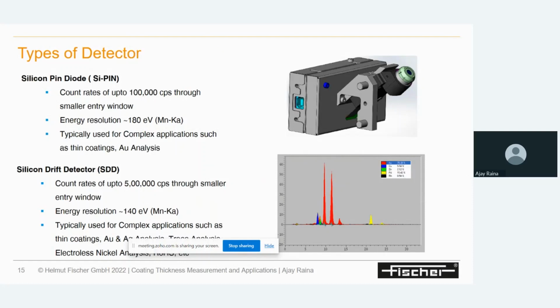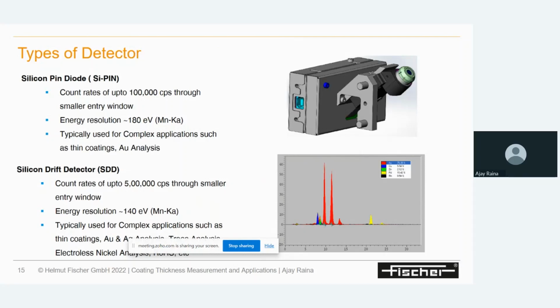or if you have a typical type of application where you have multiple layers, then also we can recommend silica pin. Then the best part is SDD1, which can handle up to 5 lakh counts per second. Energy resolution is very low, 140 electron volts. That means there will be no such loss in the energy. The detector can take very low counts as well.